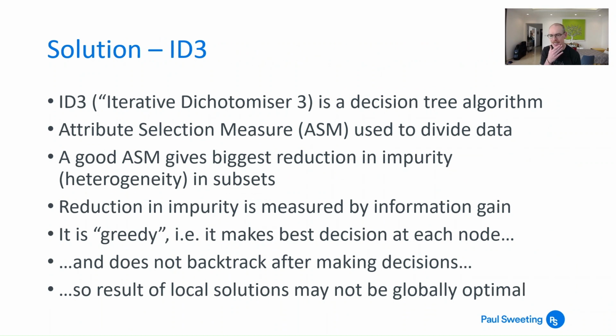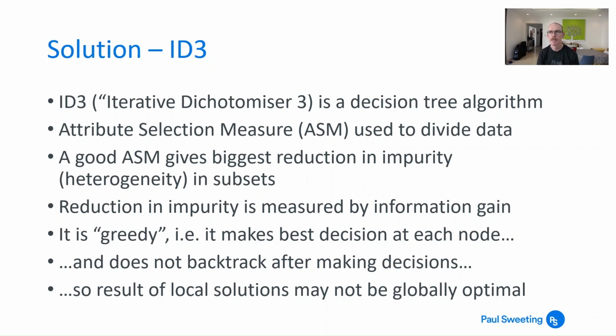A way of answering this is to use an algorithm. One of the first algorithms which works well with categories is called ID3, the Iterative Dichotomizer 3, which was clearly much better than the Iterative Dichotomizer 2 or even 1. This is a decision tree algorithm, and it works with attribute selection measures, ASMs, to divide the data. A good ASM is one which gives you the biggest reduction in impurity in a subset. Impurity means you've got a greater mix between two different categories. The purer the subset is, the more it is dominated by a single category. So in this case, either having or not having a breast cancer diagnosis. Now, one measure of the reduction in impurity is information gain, and we'll see how we calculate that, how it's defined, a little bit later on.